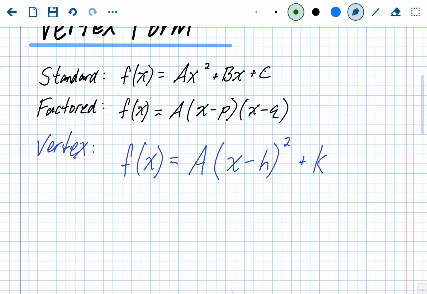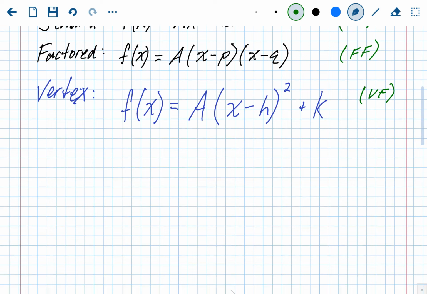Okay. Also, on some of the worksheets and stuff, you'll see I would just abbreviate standard form SF, factored form FF, and then vertex form VF. That's on some of the homeworks. All right, so let's go through vertex form.